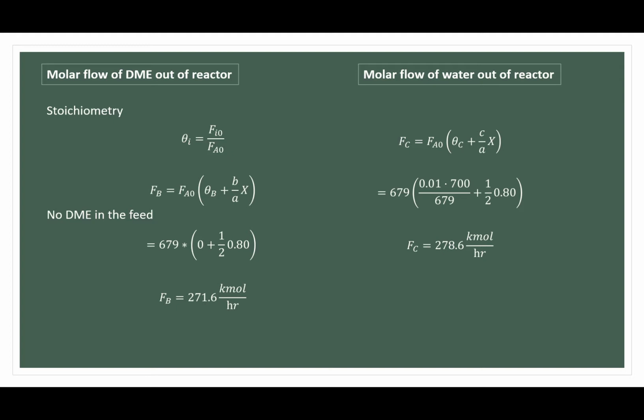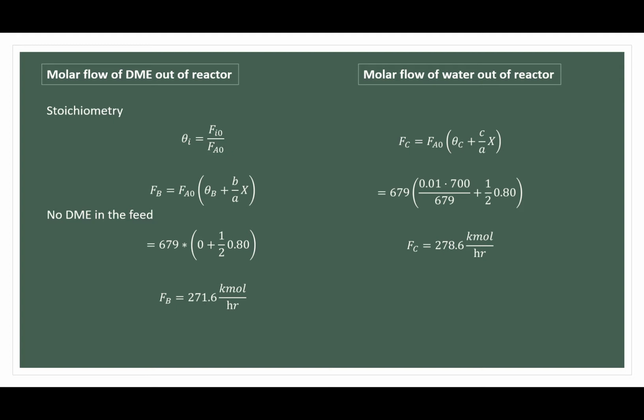The stoichiometry equation relates each component to our base component, which in this case we chose methanol, and that is why the conversion was determined using A as well. Using the stoichiometric coefficients from the initial equation, you can determine the amount of each of the components that will come out of the reactor at the conversion X, which in our case is 80%.